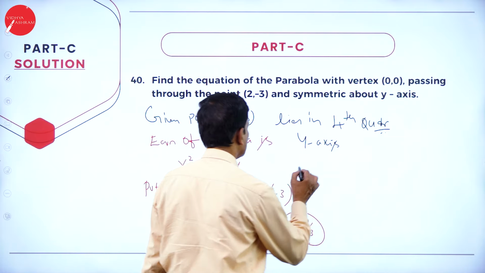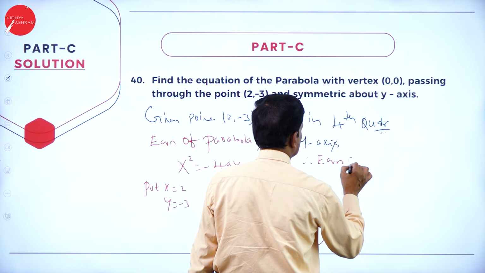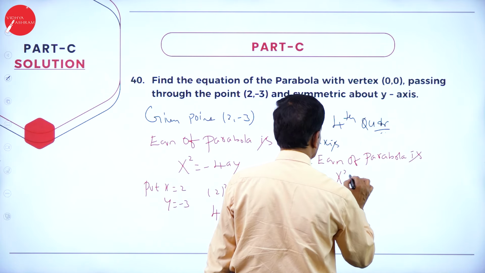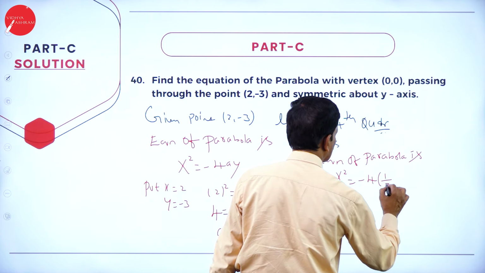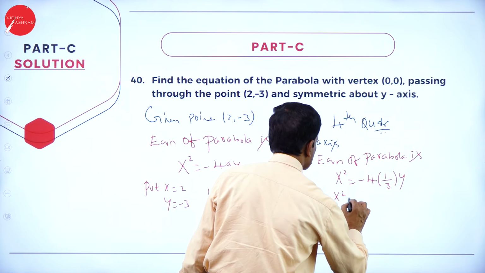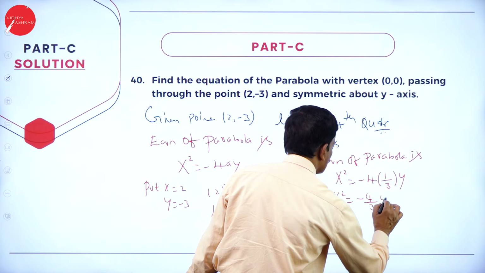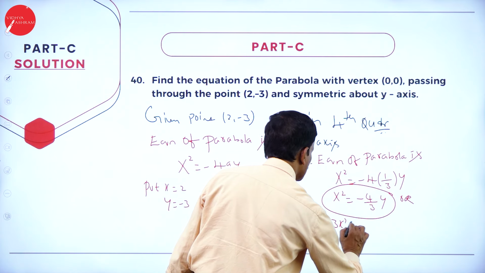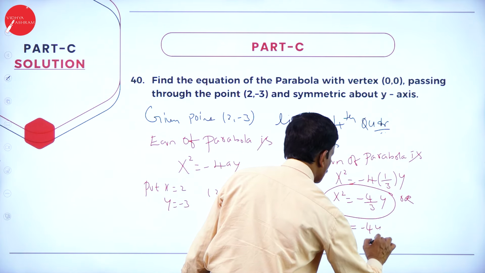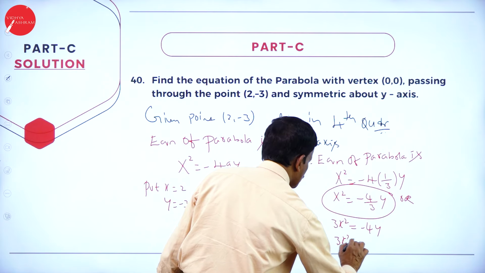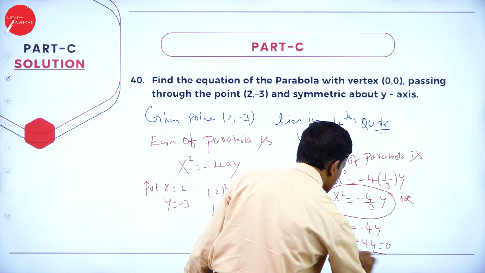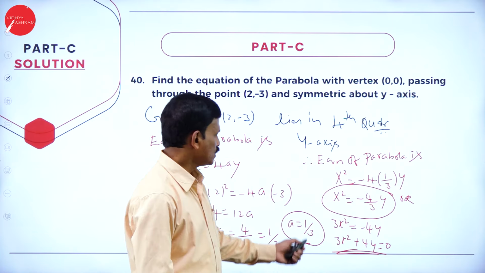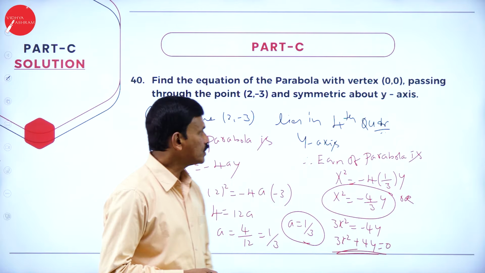Now, substitute here. So, therefore, the required equation of the parabola is x square is equal to minus 4 into a, which is 1 over 3, into y. So, x square is equal to minus 4 by 3 y is the required equation, or if you want, you can cross multiply: 3x square is equal to minus 4y, or 3x square plus 4y is equal to 0 is the equation of the parabola which is symmetric about the y-axis. Now, move on to the next problem.